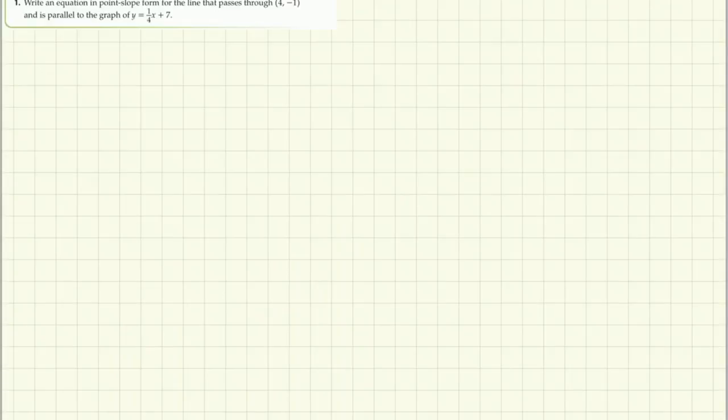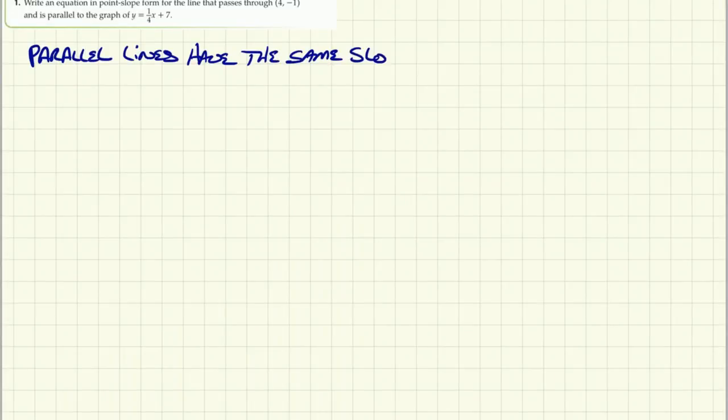So the first thing that we have to remember about parallel lines is that their slopes are the same. So parallel lines have the same slope. If the slope of my original line in this problem is 1/4, then any line that is parallel to that line has to also have a slope of 1/4. That's really all we have to remember about parallel lines.